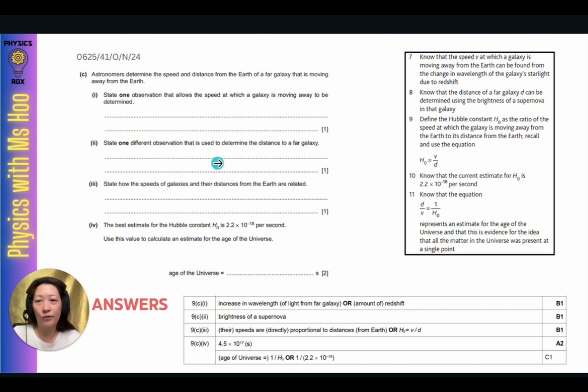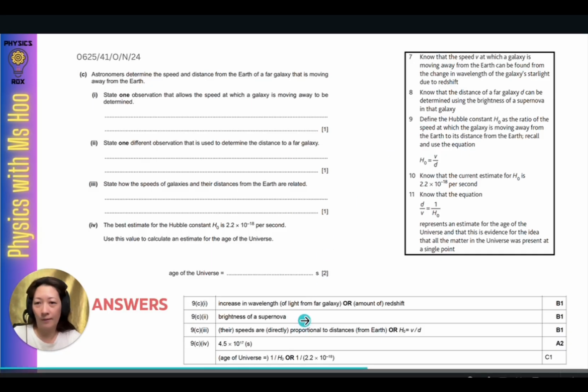For question 2, state one different observation that is used to determine the distance to a far galaxy. The answer to this can be found in point 8. It's determined using the brightness of a supernova in that galaxy. And as you can see, the answer for that question is brightness of a supernova.